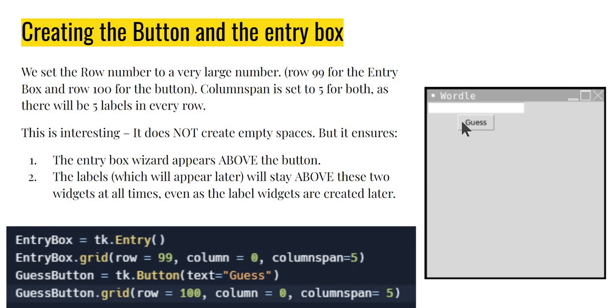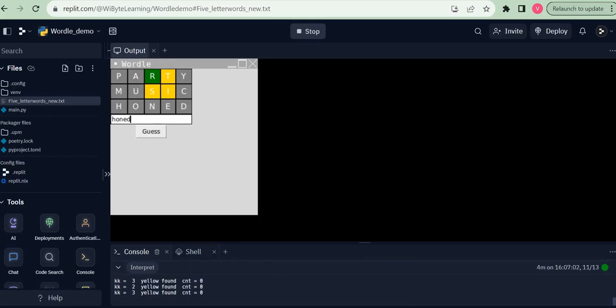This will ensure that these two are present, and later on when I put a new row of labels with a row number lower than this, it will make sure that the labels appear on top of these two widgets. It's very clear when we start doing it. Let's get to our code.